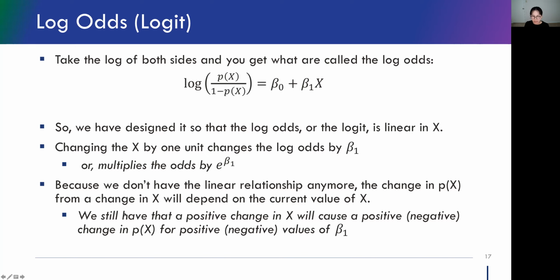But we still have the positive relationship. So a positive change in x will cause a positive change in p(x) for a positive value of beta 1. So the direction will still be the same, but the exact interpretation would be in terms of the log odds. So we preserve the relation because of this transformation of the log.